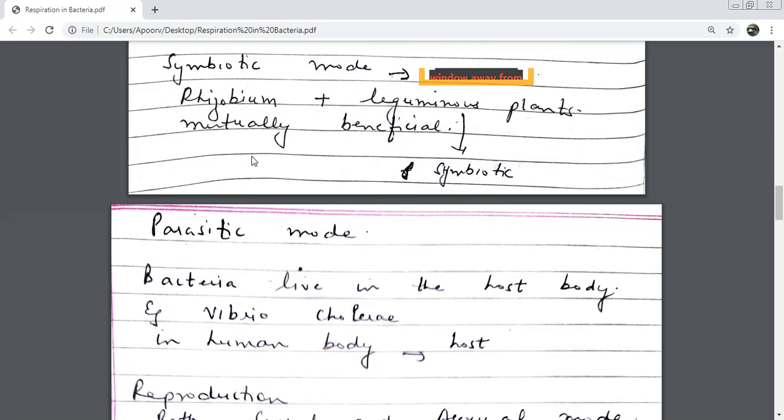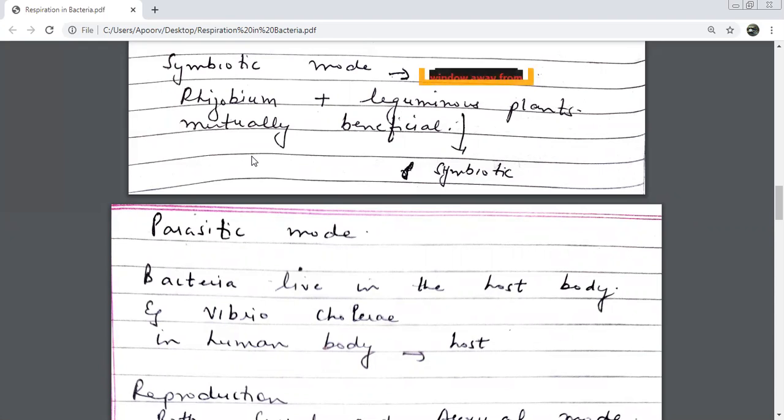Chemoautotrophs, in which ammonia is taken. Ammonia is first broken down into nitrites, and nitrites into nitrates. This energy is used by the bacteria. Does it need solar energy? No. That is why these bacteria are known as chemoautotrophs. So we are done with the autotrophic mode of nutrition.